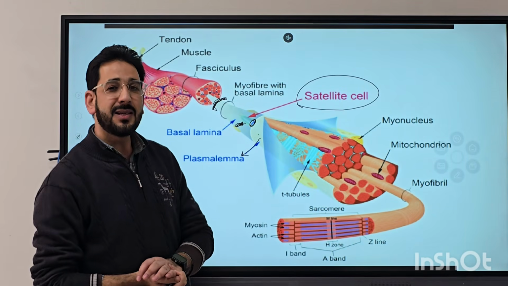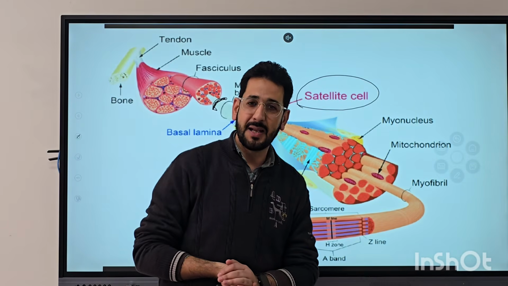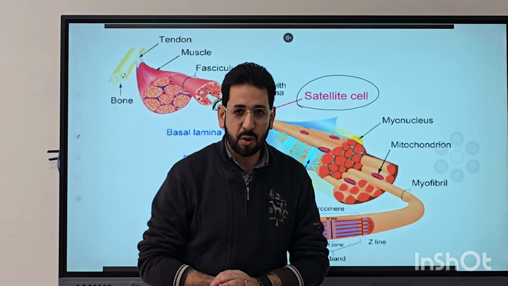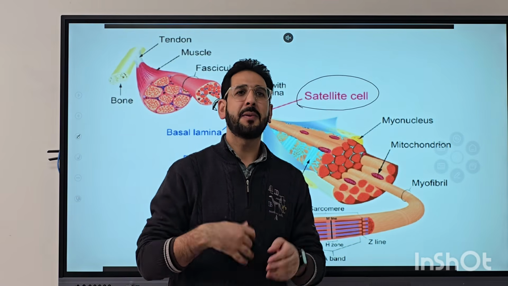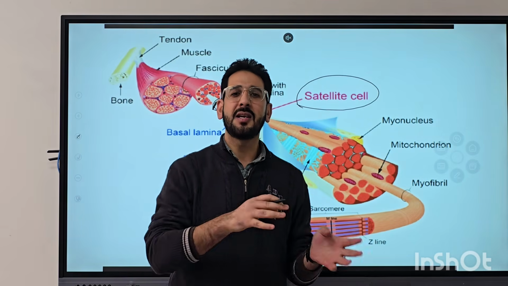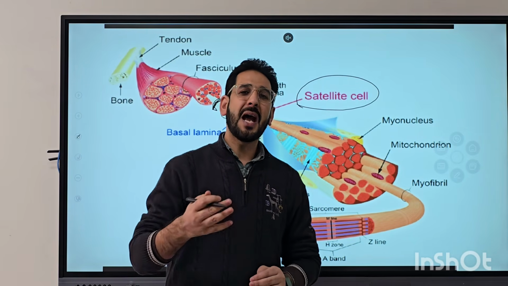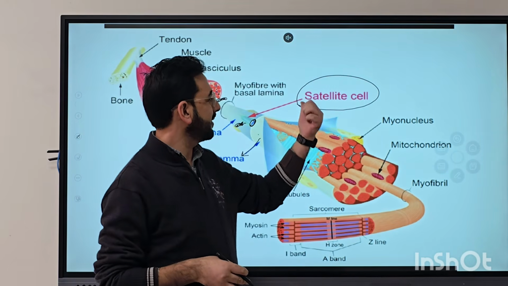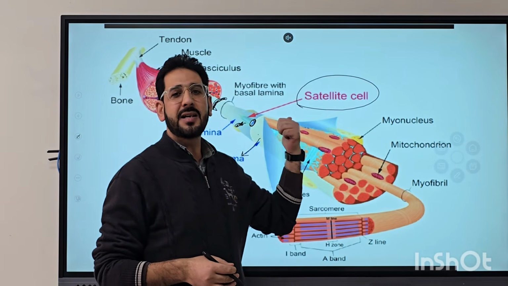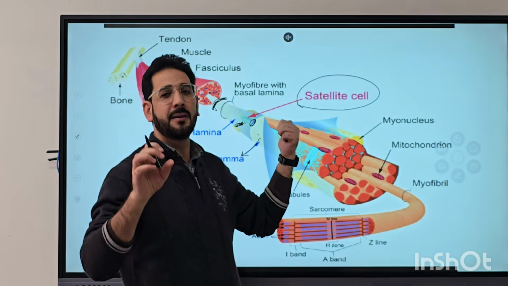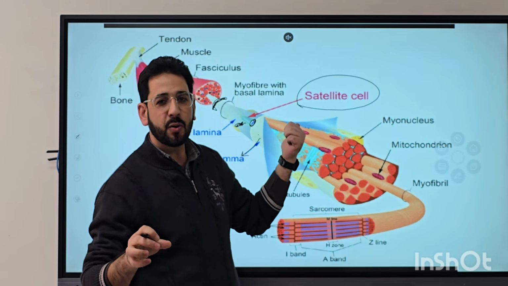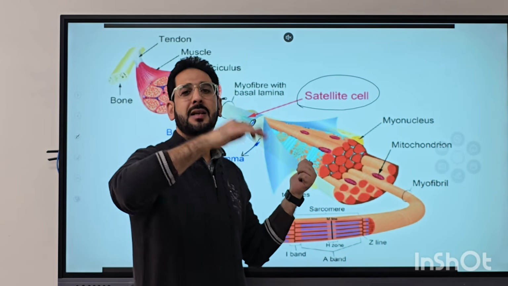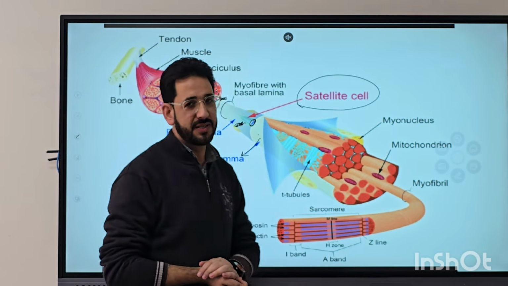Now what are these satellite cells? These are the stem cells, and they are very, very important for the repair and regeneration of muscle fibers. For example, if there is any tear to the muscle, any injury to the muscle, we need repair and regeneration of muscles, and that is provided by the satellite cells. These satellite cells are sitting in between the plasma membrane or sarcolemma and the basal lamina, and outside that basal lamina there is the endomysium.